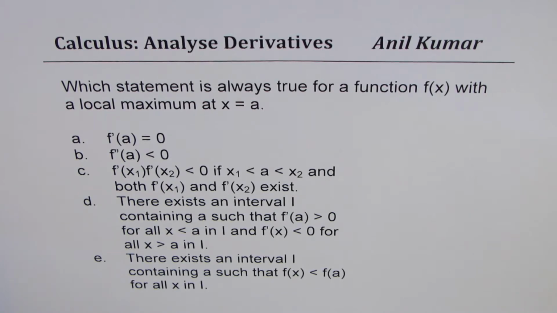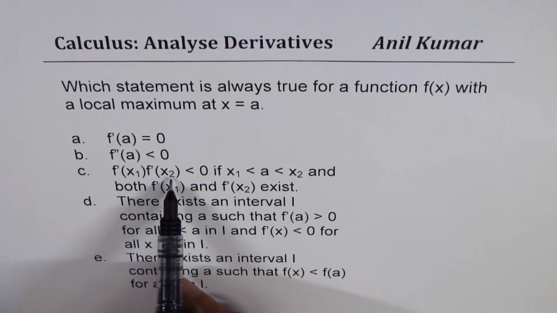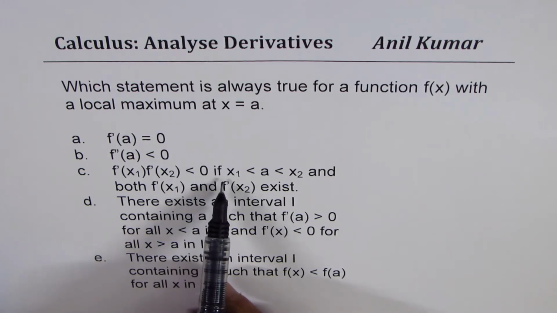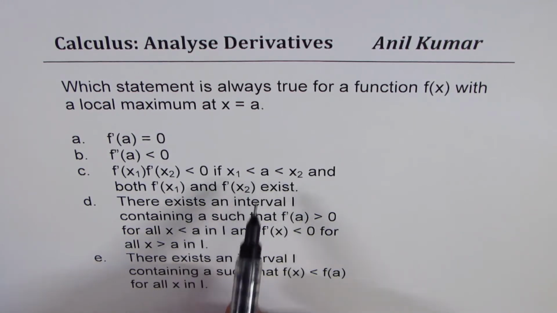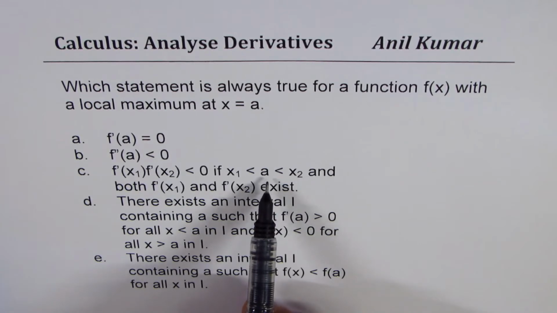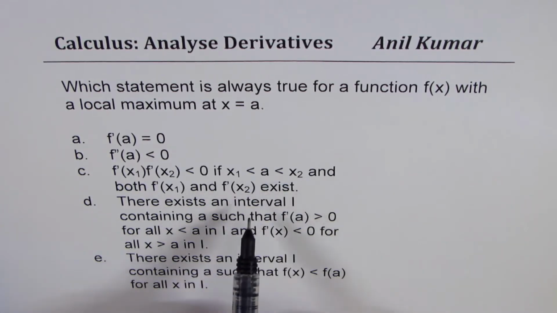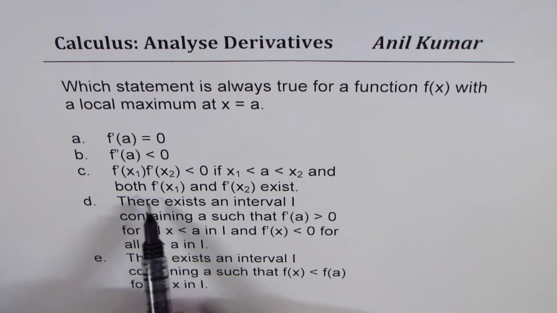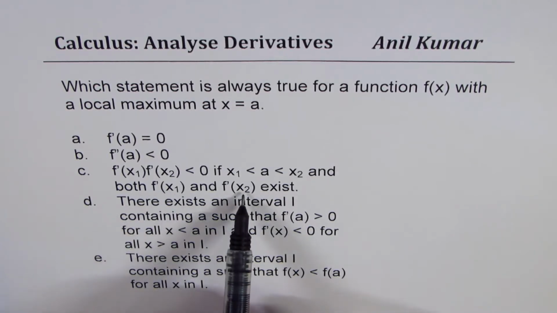x equals a? A. Derivative at a is 0. B. Second derivative at a is less than 0. C. Product of derivative at x1 and x2 is less than 0 if x1 is less than a and x2 is greater than a. That is, a is between x1 and x2, and both derivatives at x1 and x2 exist.